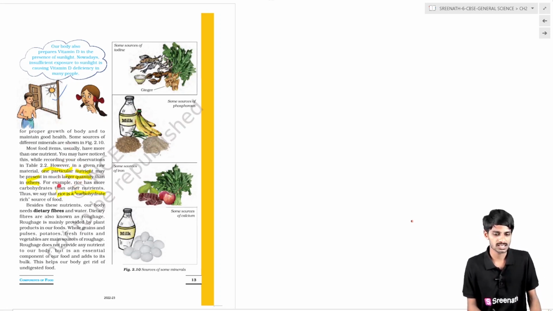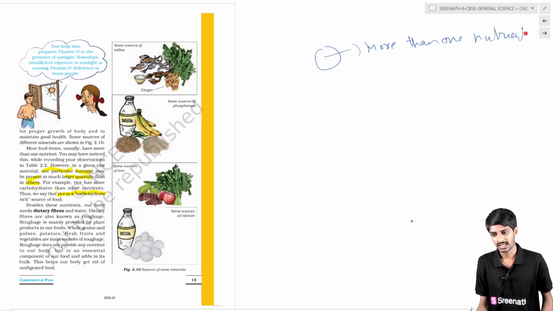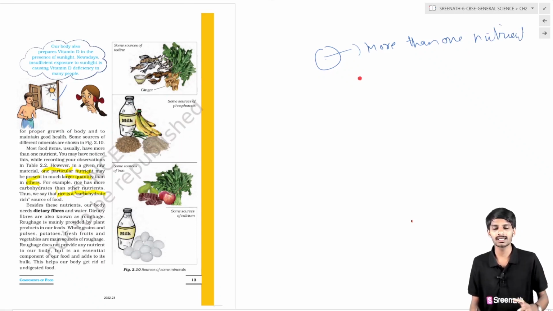One more thing I have to say to end my conclusion is, one particular nutrient may be present in much larger quantity than others. What does it mean? If you take one food item, it has more than one nutrient, but some nutrients are in high quantity in food.